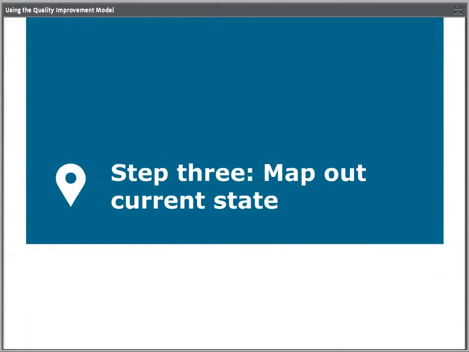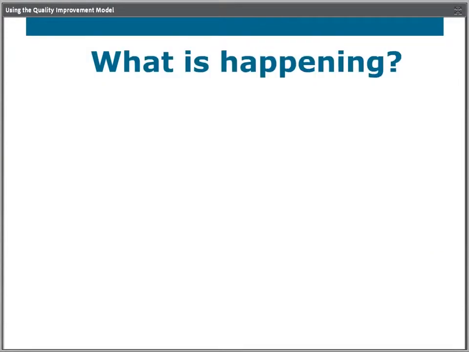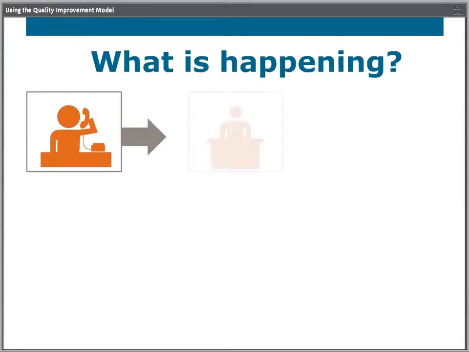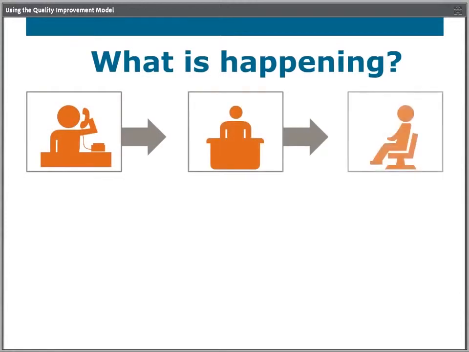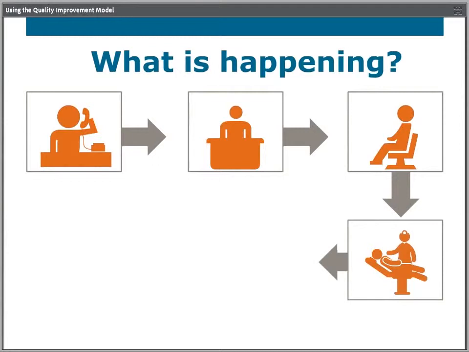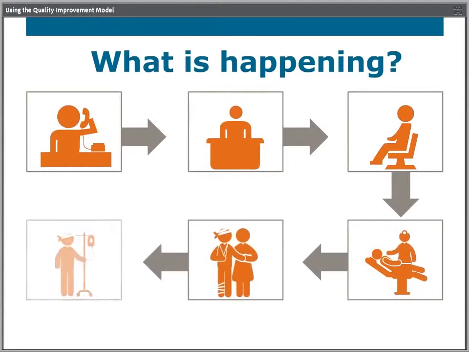So step 3, we really need to map out the current state. And what I mean by that is we want to find out what's actually happening in our situation, not what we think is happening. So let's look at an example here of a clinic. Let's say the patient calls to make an appointment, and then they arrive at reception and they wait.